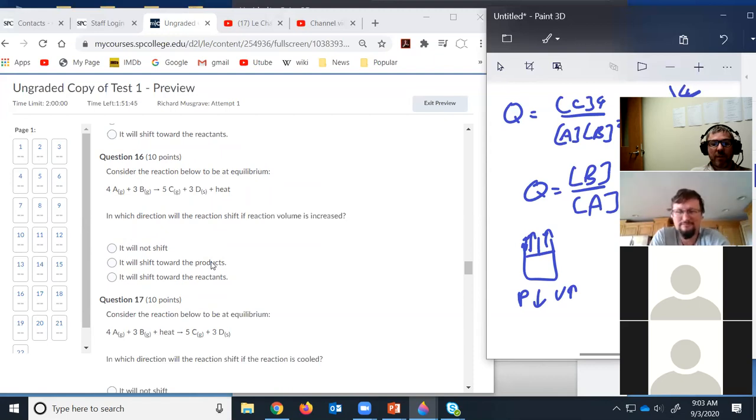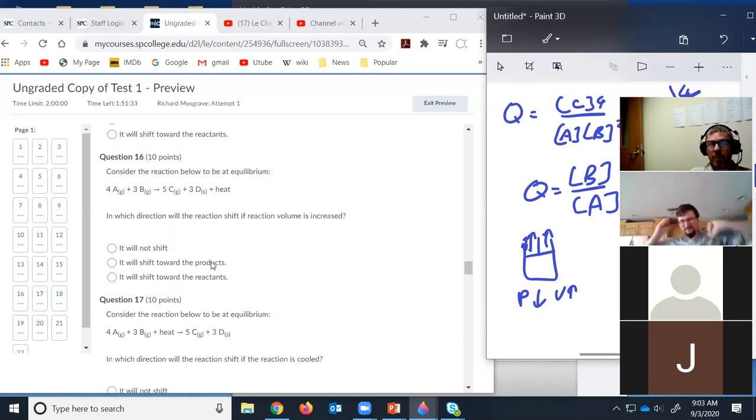It'll shift it to the reactants. Yeah, volume's increased. It'll shift towards the side with more gas molecules, which means it will shift towards the reactant side. 7 versus 5. Does anybody have any questions?